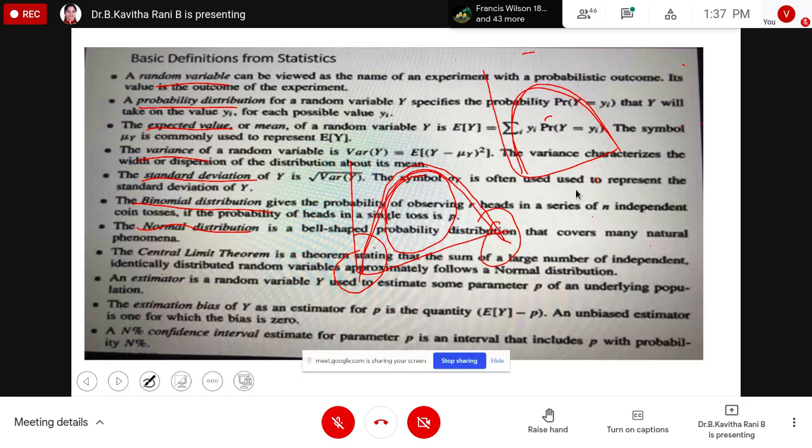Okay, so this is called the normal distribution. Next is the central limit theorem. The central limit theorem states that the sum of a large number of independent, identically distributed random variables approximately follows the normal distribution. So this follows the normal distribution here.